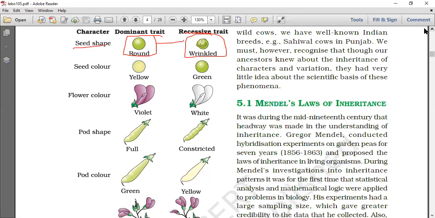Next, seed color, yellow and green. Seed color is the character, and there are two allelic forms, yellow color seed and green color seed. Some of them we did already. For the monohybrid cross, we take the example of stem height, tall and dwarf. For the dihybrid cross, we have taken two characters, seed shape and seed color. Seed shape is round and wrinkled, and seed color is yellow and green. So that is to be remembered.